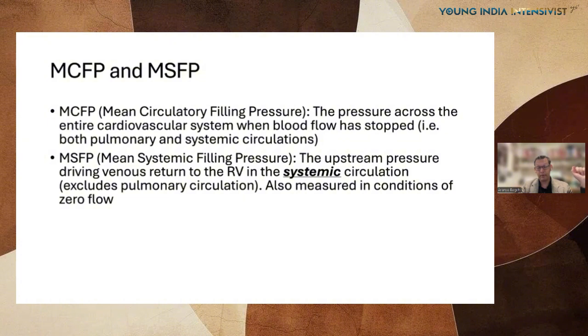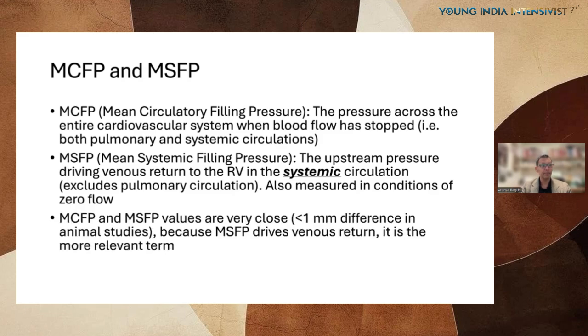The mean systemic filling pressure, again, as a somewhat academic discussion, is the pressure in the systemic veins, excluding, for the most part, the pulmonary circulation and arterial circulation, also at zero flow. And the difference in most studies, and most studies are animals and a couple of humans, the difference between the mean systemic filling pressure and the mean circulatory filling pressure is very small, typically 1 millimeter of mercury or less. So you will see some authors use these two terms interchangeably. Strictly speaking, they're not exactly the same. As I said, they're pretty close.